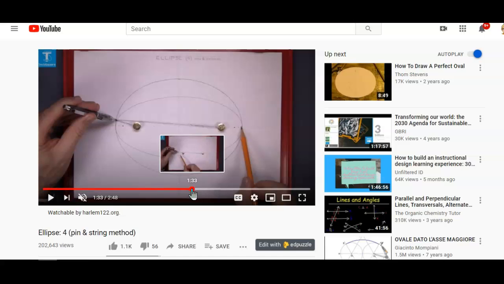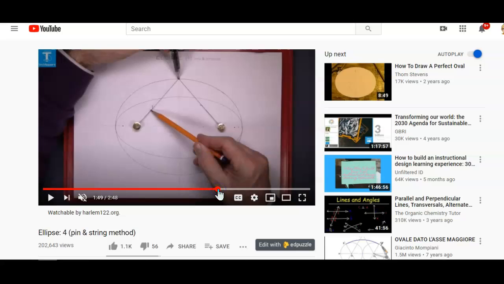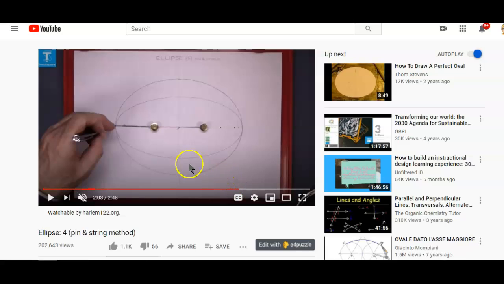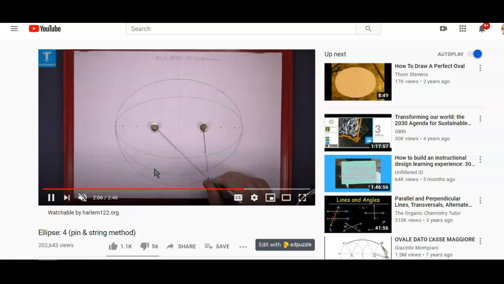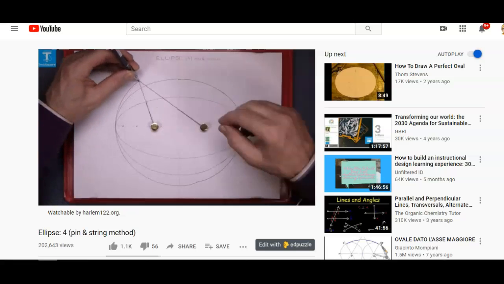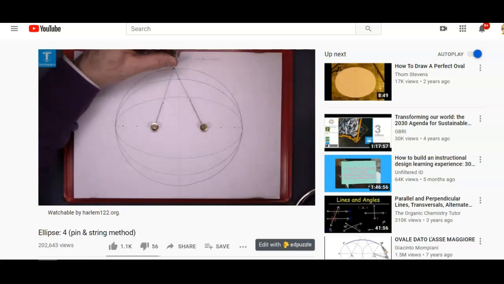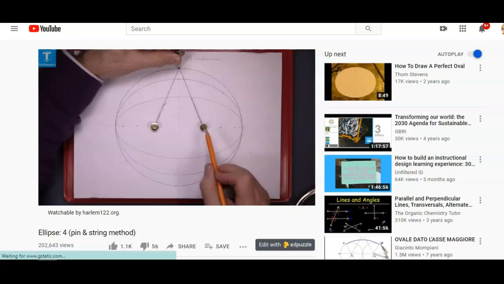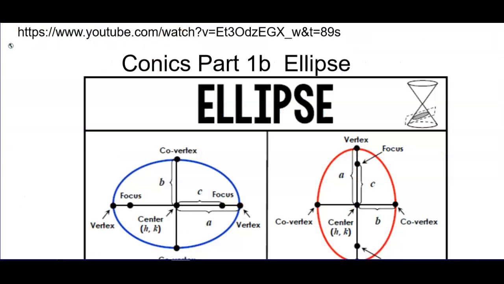He moves them in closer, I think, again. Okay? And anybody know what would happen if he moved them really close together? Let's see if I can play this here. The closer they get together, the closer it gets to being a perfect circle. If you put them right on top of each other, then you'd have a circle. Okay? So I'm going to stop this and go back to this and talk through this.